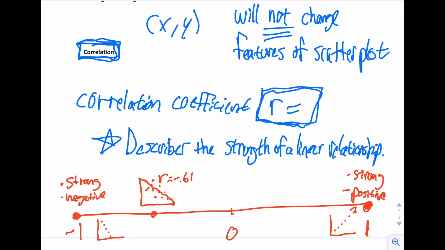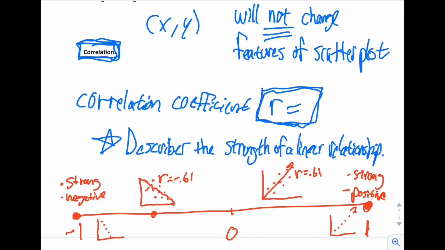Now, let's do that on the opposite end. What about an r value of, let's say, positive 0.61? Since it's positive, the association is going up, but again, it's moderately strong. Not too strong, I would say moderately strong.